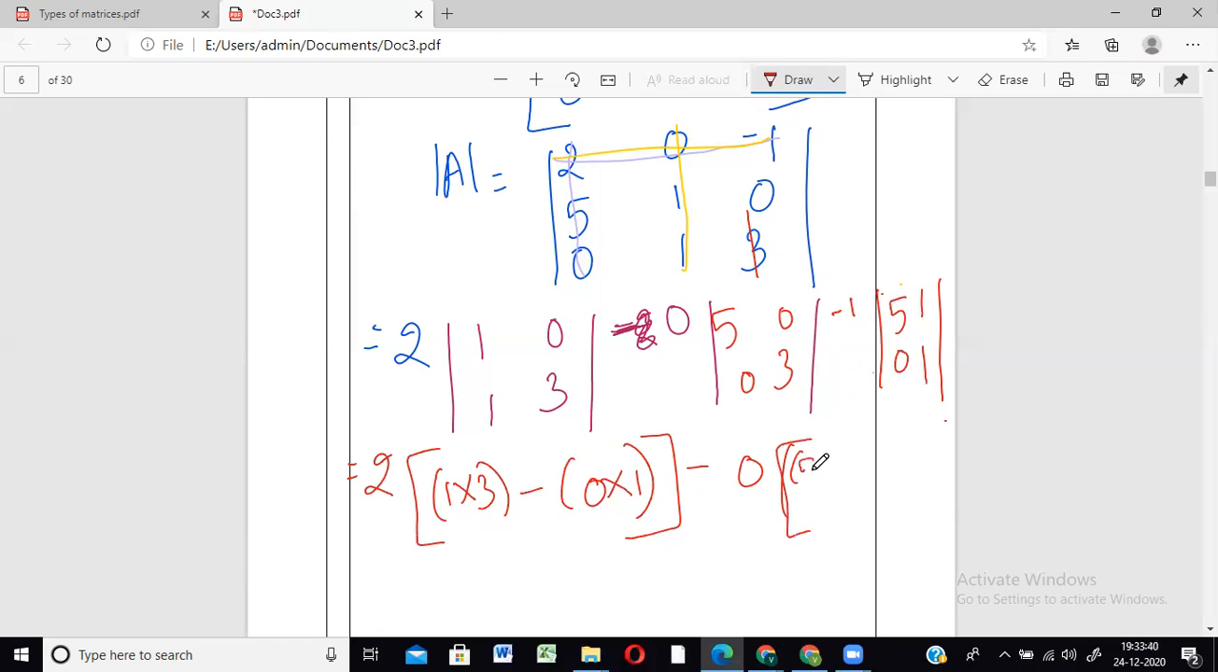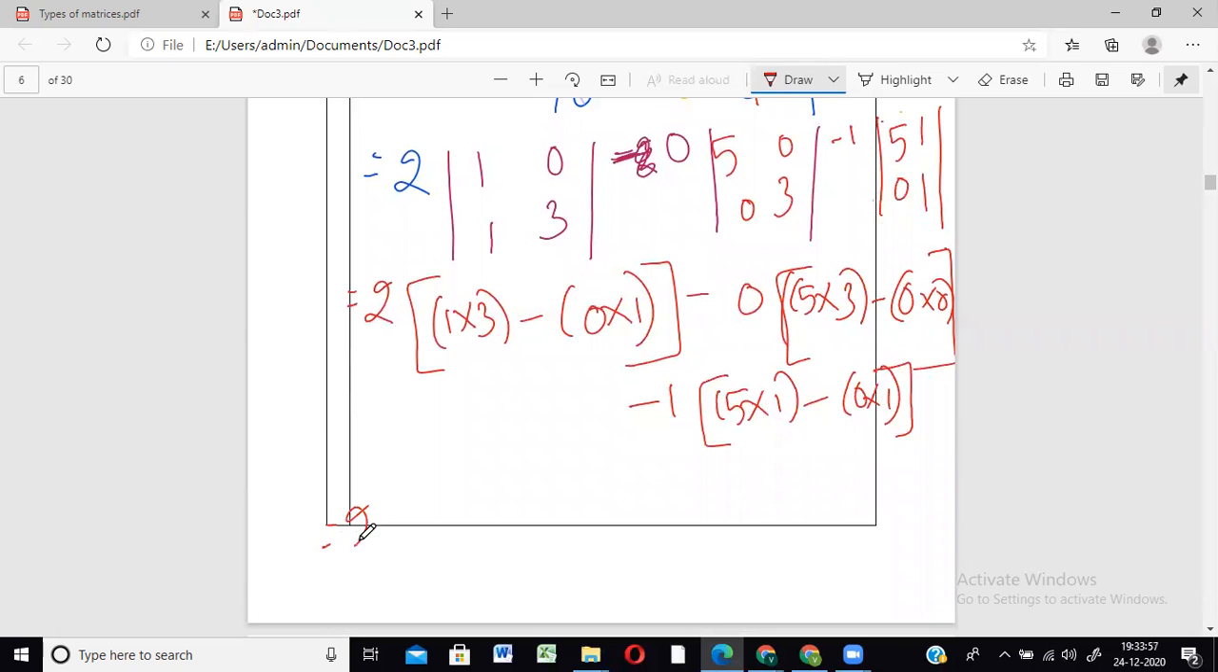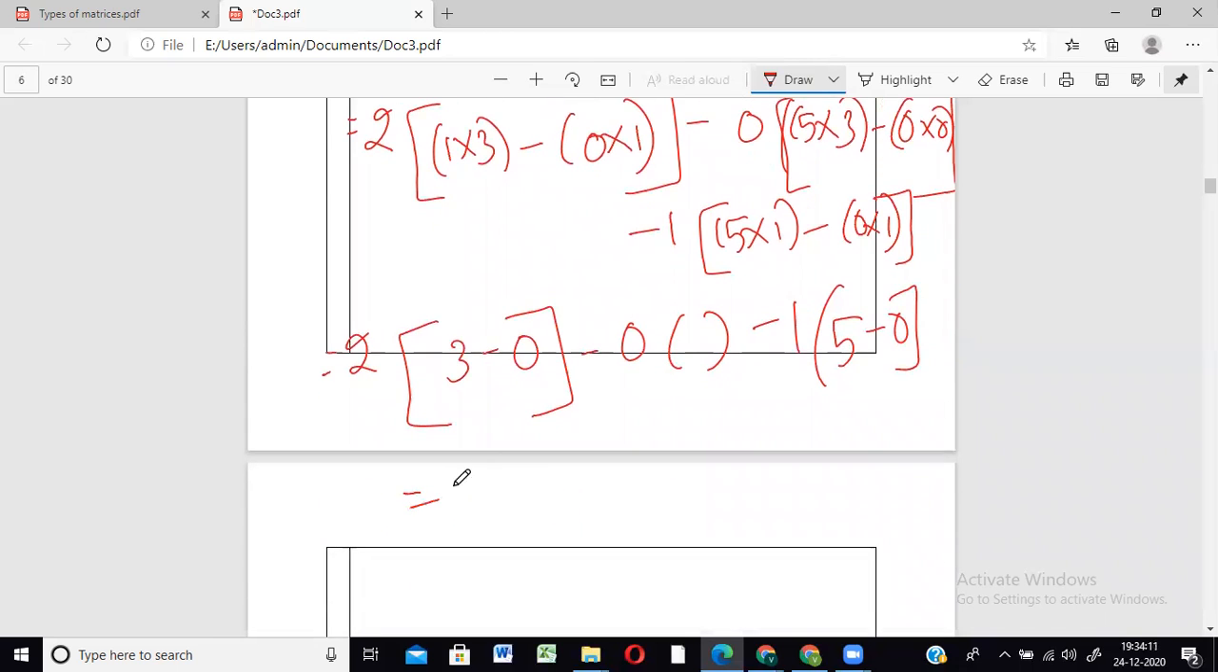So that becomes 5 3s are 15, minus 0 into 0, all right? Minus 1, and then that's 5 1s are 5, minus 0 into 1. Okay, so this is twice 3 minus 0. Minus 0 into anything becomes 0. So even if you don't write it, it's okay. And then minus of that's 5 minus 0, right? So the final answer is 2 3s are 6. This is 0. This is minus 5. So the answer is 1, which is not equal to 0.